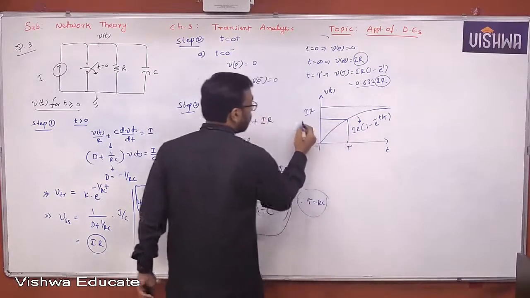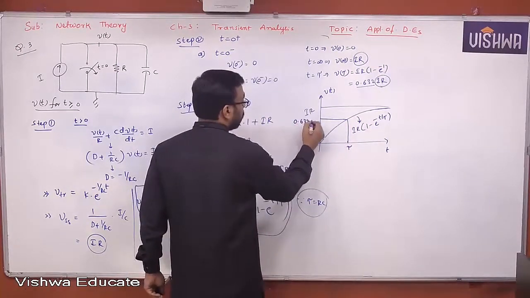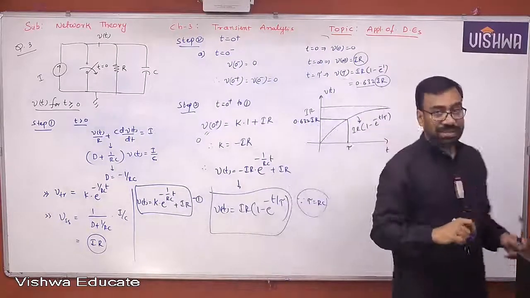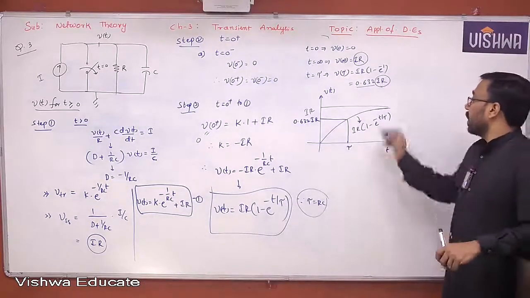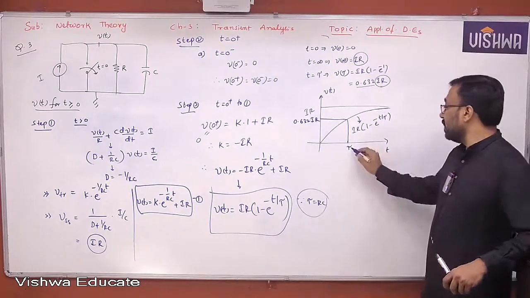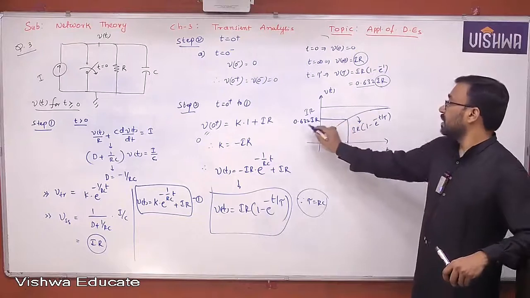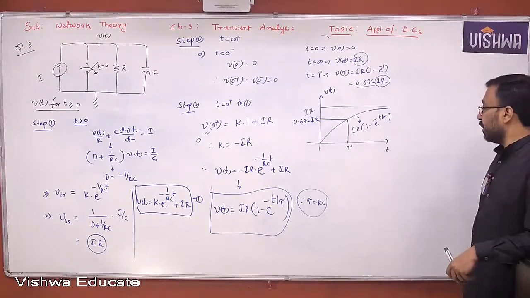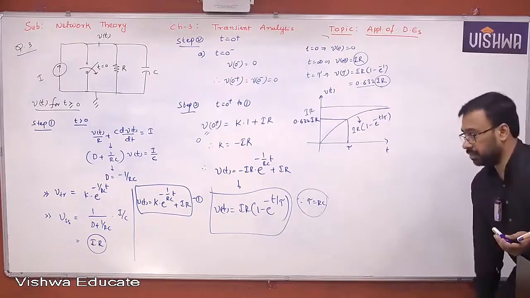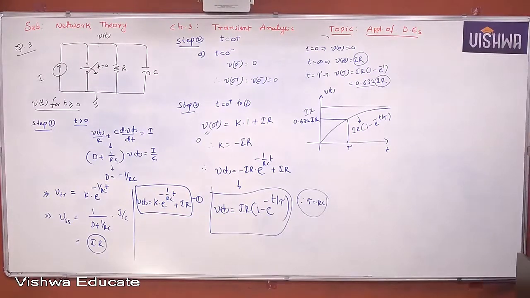This is tau. This is 0.632 times of IR. Okay, 0.632 times of IR. This is the total response that you have achieved, and it is the time taken for the response to reach 63.2% of its final value. Note on this. Note on that, all of you.